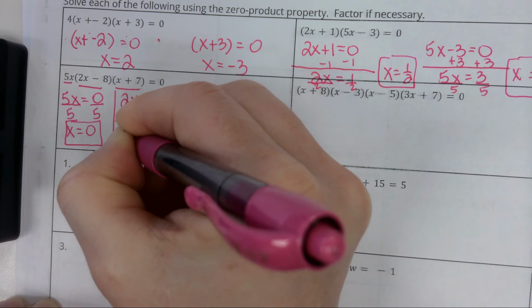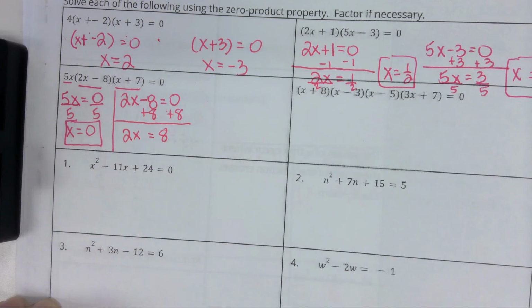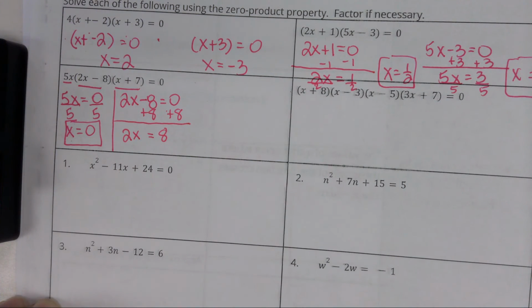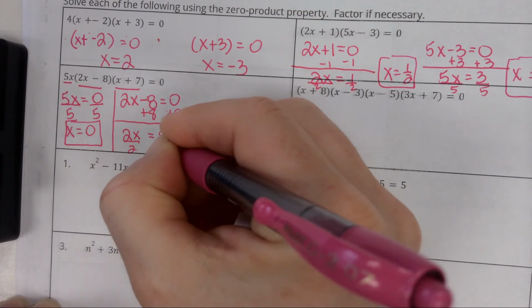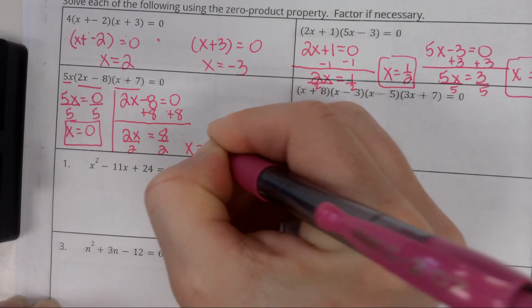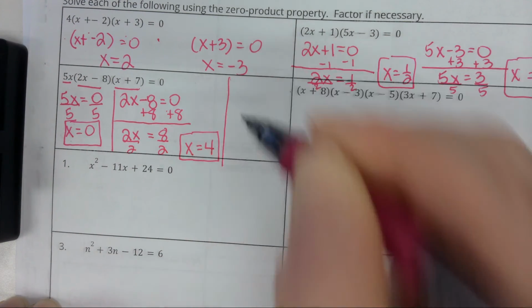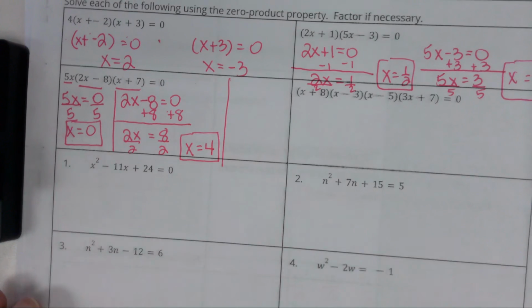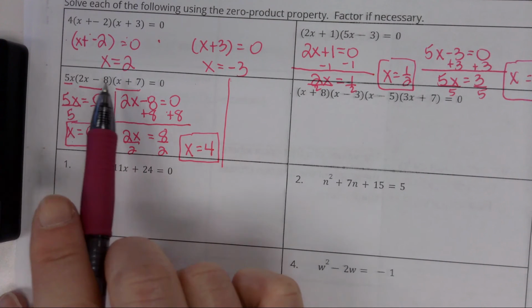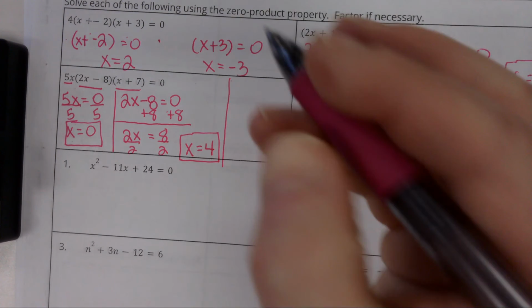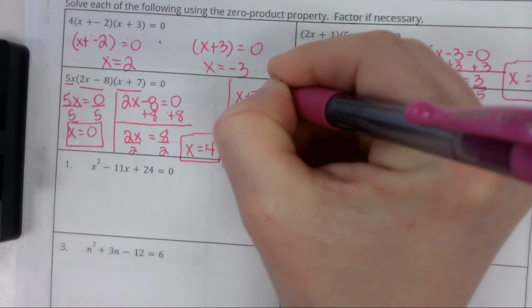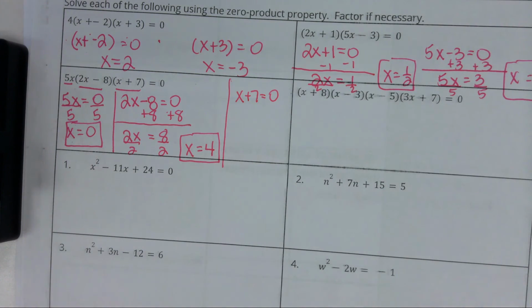Add 8 to both sides. Now what? X equals 4. There's one more parentheses because each of these things could be 0. X plus 7 equals 0. What do I do to it? Minus 7. Just minus 7?